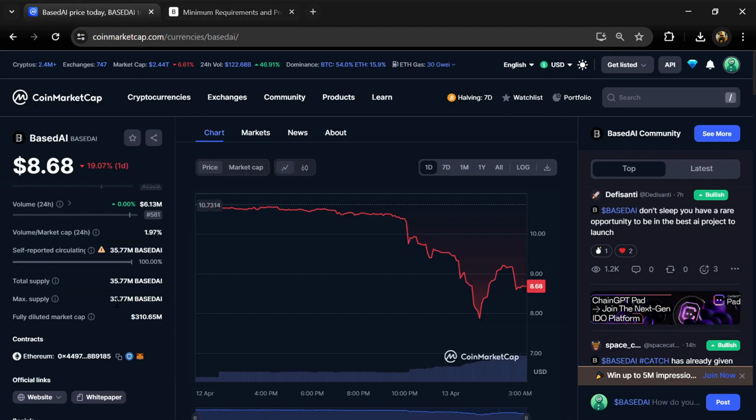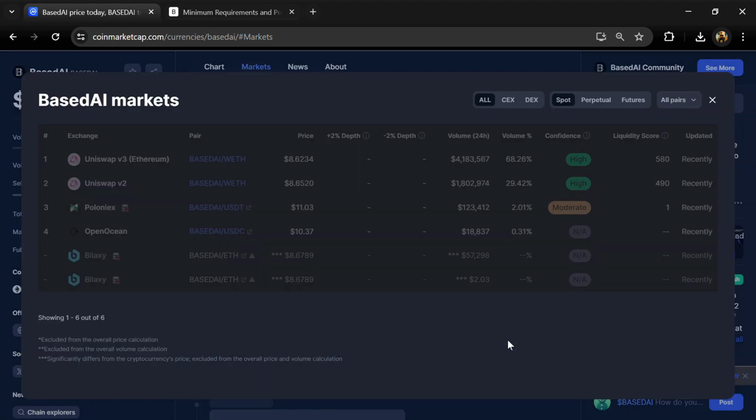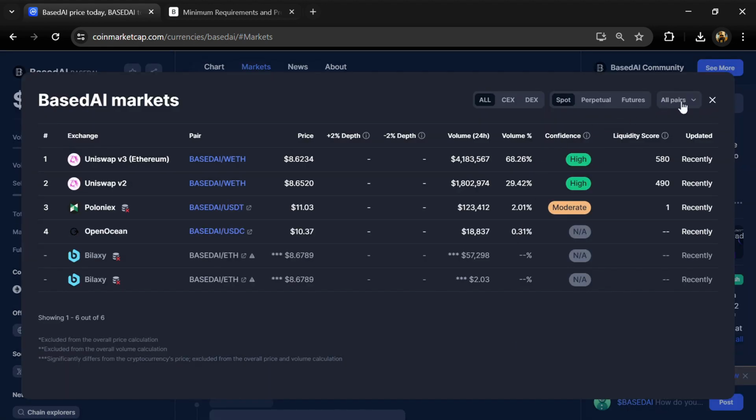Based AI token total supply is around 35.77 million and circulating supply is also 35.77 million Based AI tokens. Based AI token is listed on Flownix, OpenOcean, Bilexi and other exchanges.